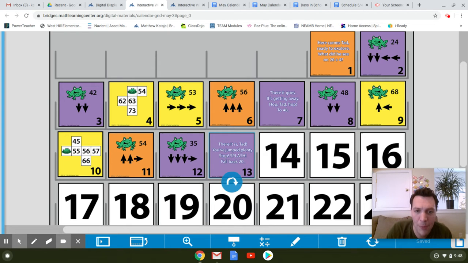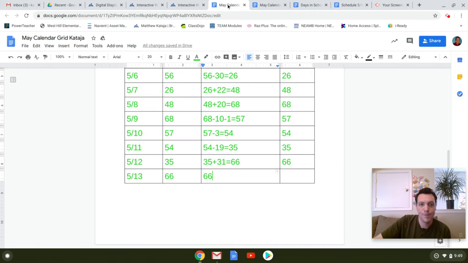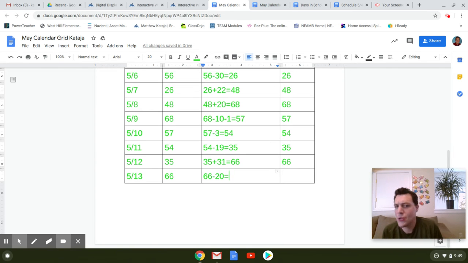So let's read our word problem and see how we attack it. There it is, Tad. You've jumped plenty. Stop, splash, fall back 20. Okay, so he has to go back how many? 20. Now we can solve this a couple of ways. We can make an equation. So we started at 66 and we have to take away 20. And if I made an equation, I would then make a number tree and have 66 at the top, and I'd see what goes with 20 to make 66, and it would get my answer.